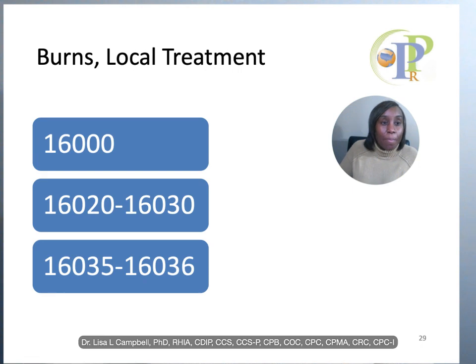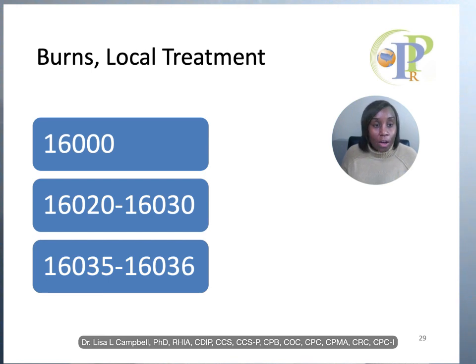All right, next up, we want to look at our burns local treatment codes on page 115. And these codes are referring to local treatment of the burn surface only.